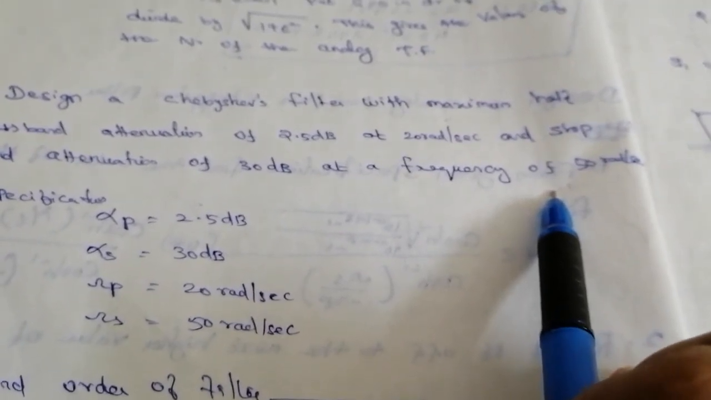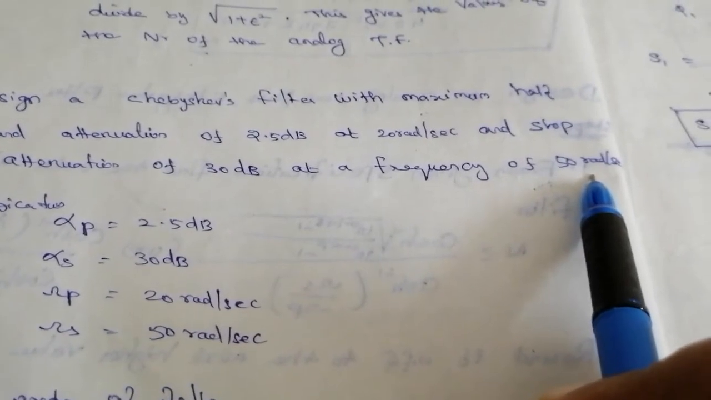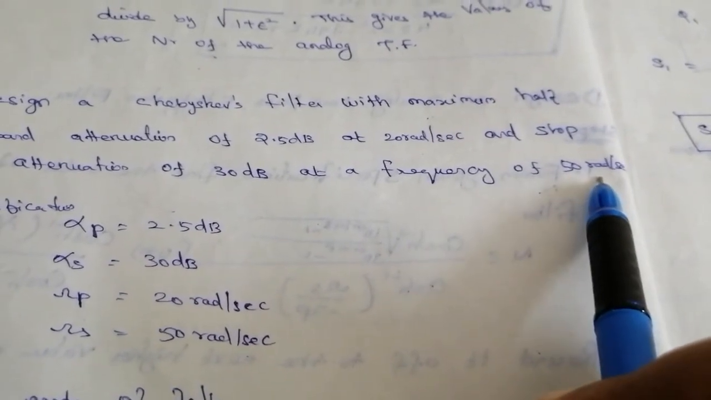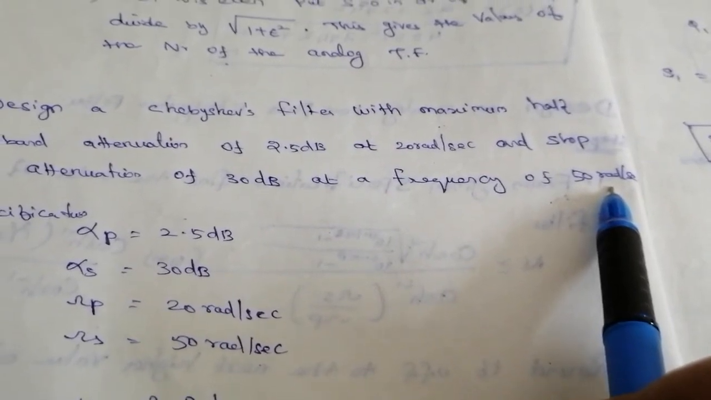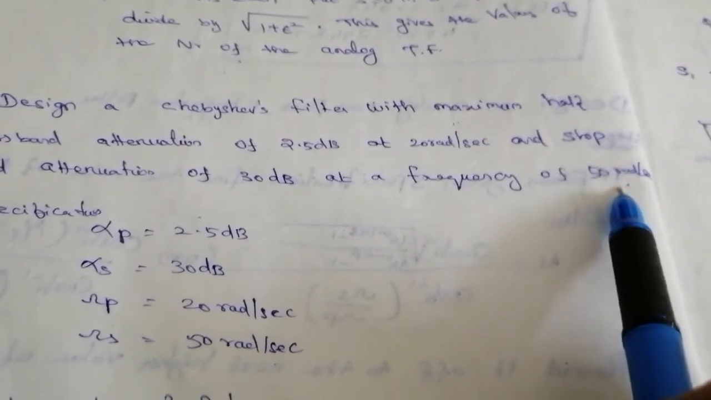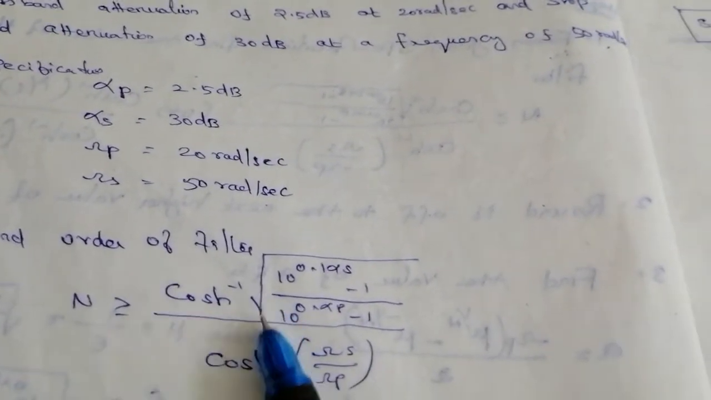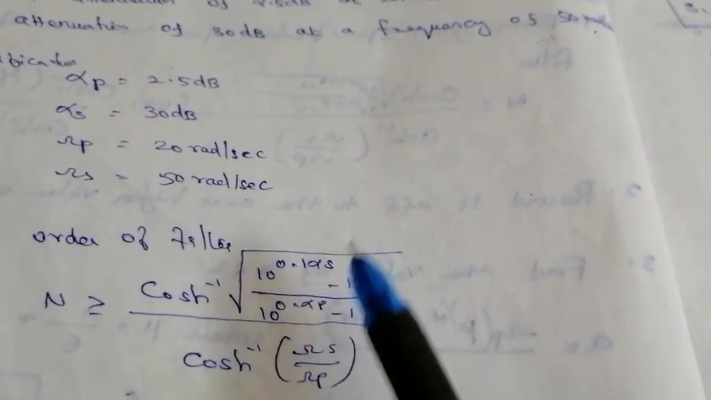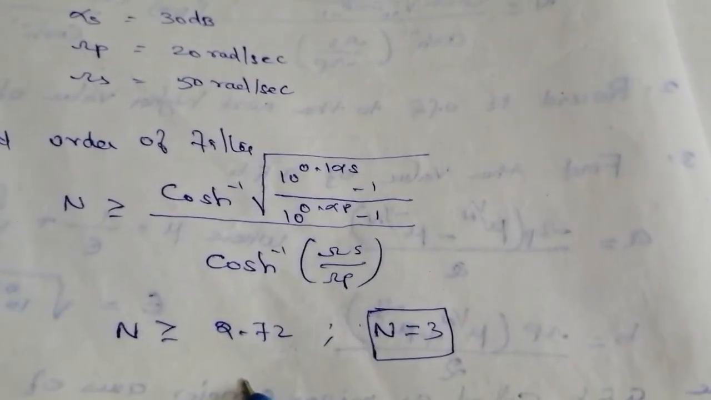Whereas in a previous problem, the frequency was given in hertz, so we have to convert hertz into radians per second with the formula sigma equal to 2 pi fp, right? So the second step is the n formula. This is our formula. We directly substitute the values. After simplification, the n value is 2.72.